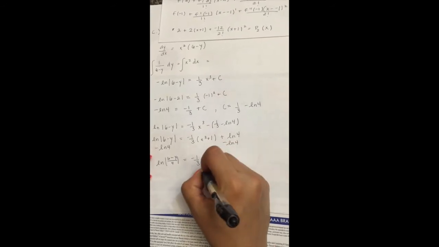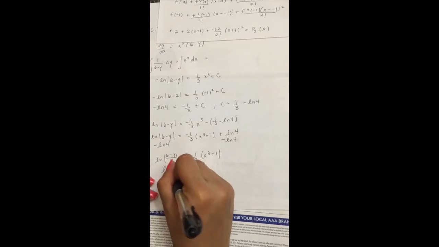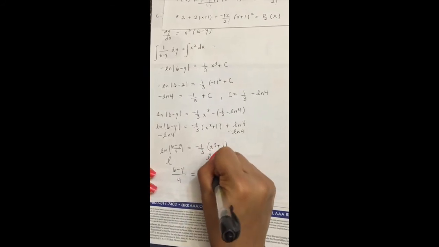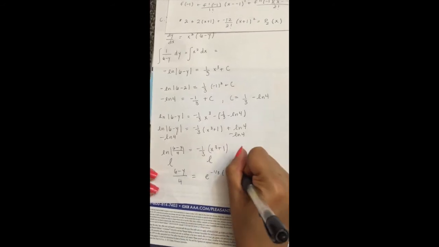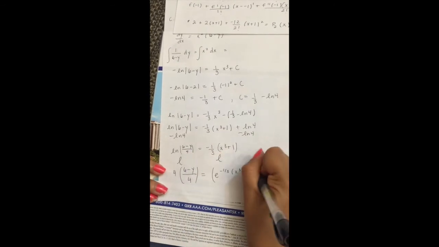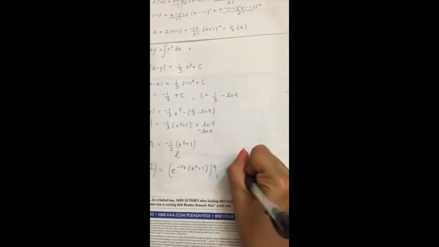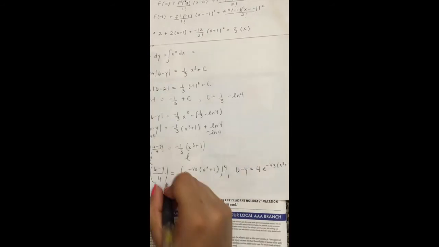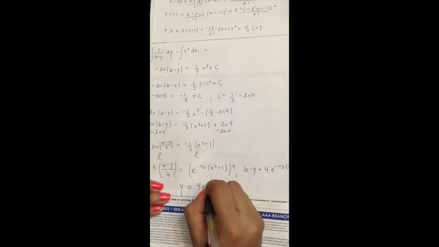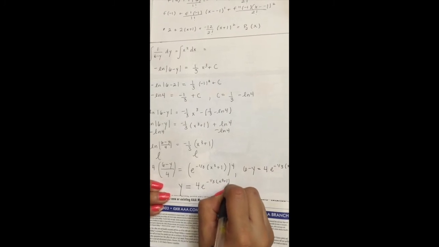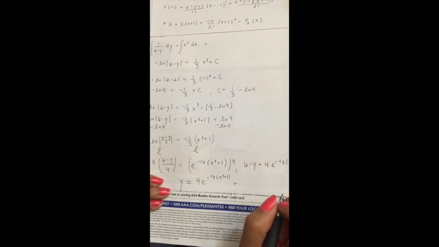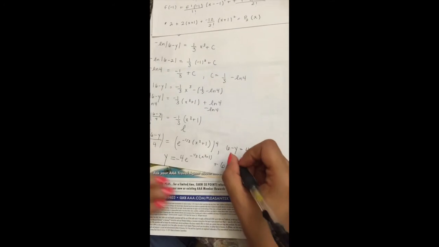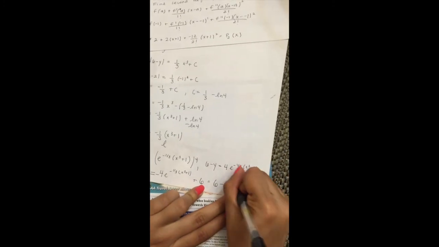The next step is to raise both sides to the power of e. Once we have that, the ln of 6 minus y over 4 cancels out with e, and we end up getting 6 minus y over 4 is equal to e to the negative 1/3 in parentheses x cubed plus 1. And to get 6 minus y on its own, we multiply both sides by 4, and we end up getting 6 minus y is equal to 4 times e to the negative 1/3 times x cubed plus 1. And then we subtract 6 from both sides, and then we get negative y is equal to 4e to the negative 1/3 times x cubed plus 1 minus 6. We then divide both sides by negative 1 to get y to be positive, and we end up getting y is equal to 6 minus 4e to the negative 1/3 times x cubed plus 1.